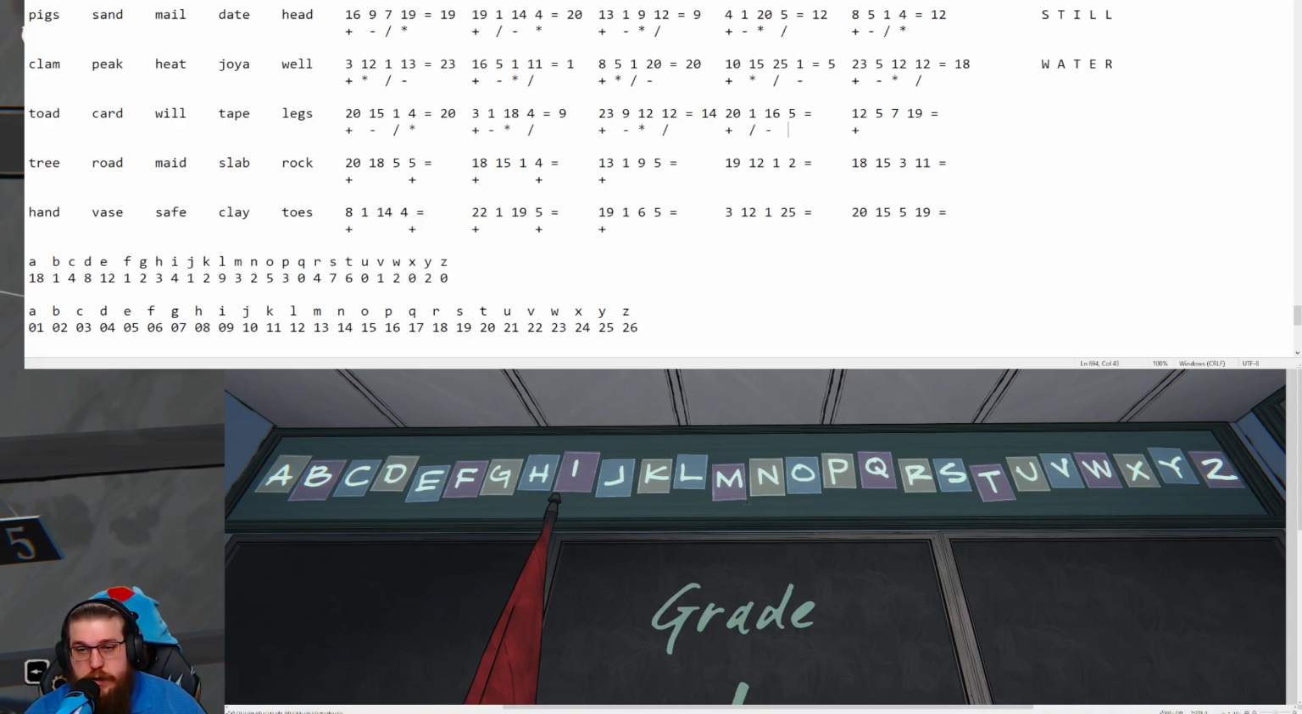Divide, subtract, multiply to get 20 again. Subtract, divide, multiply to get 19, which is T, I, N, T, S. Stillwater Tints.